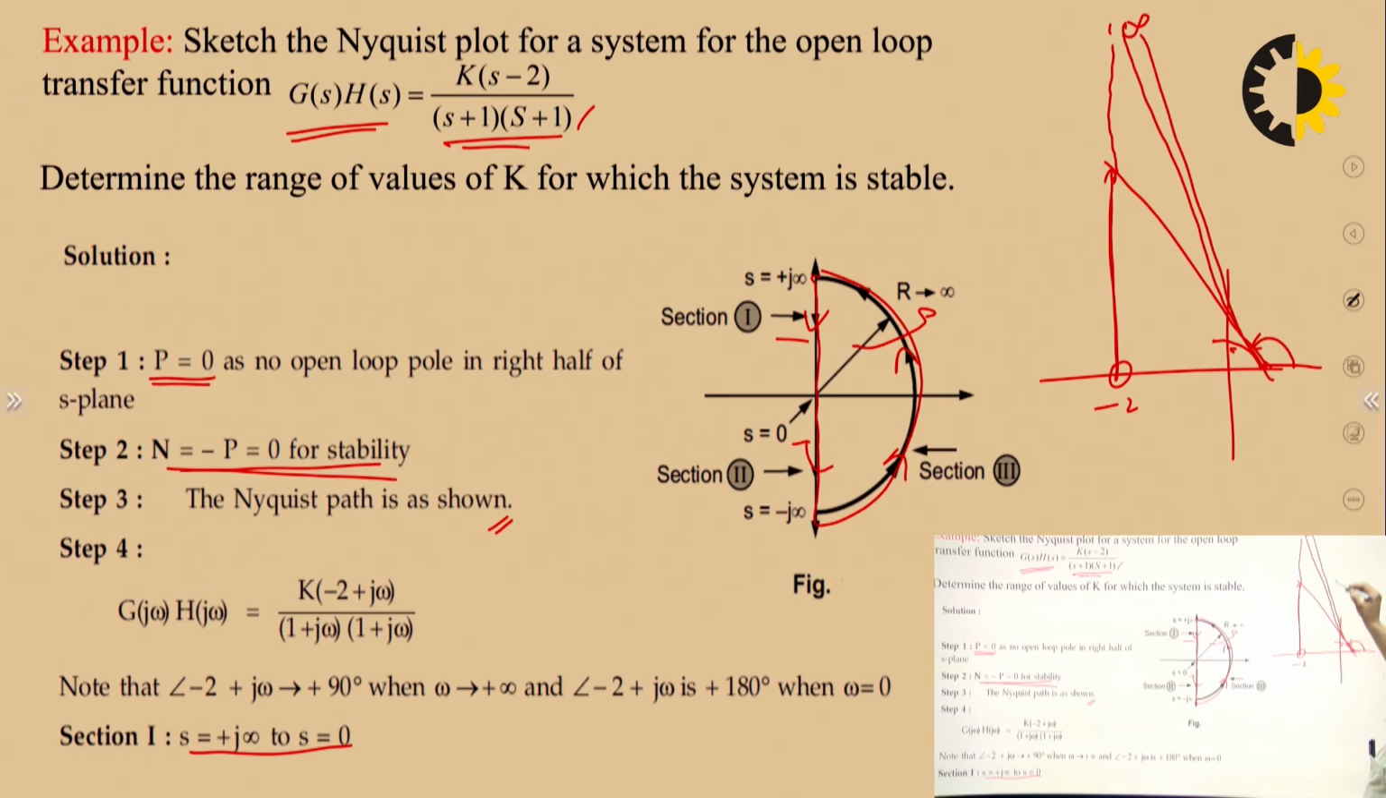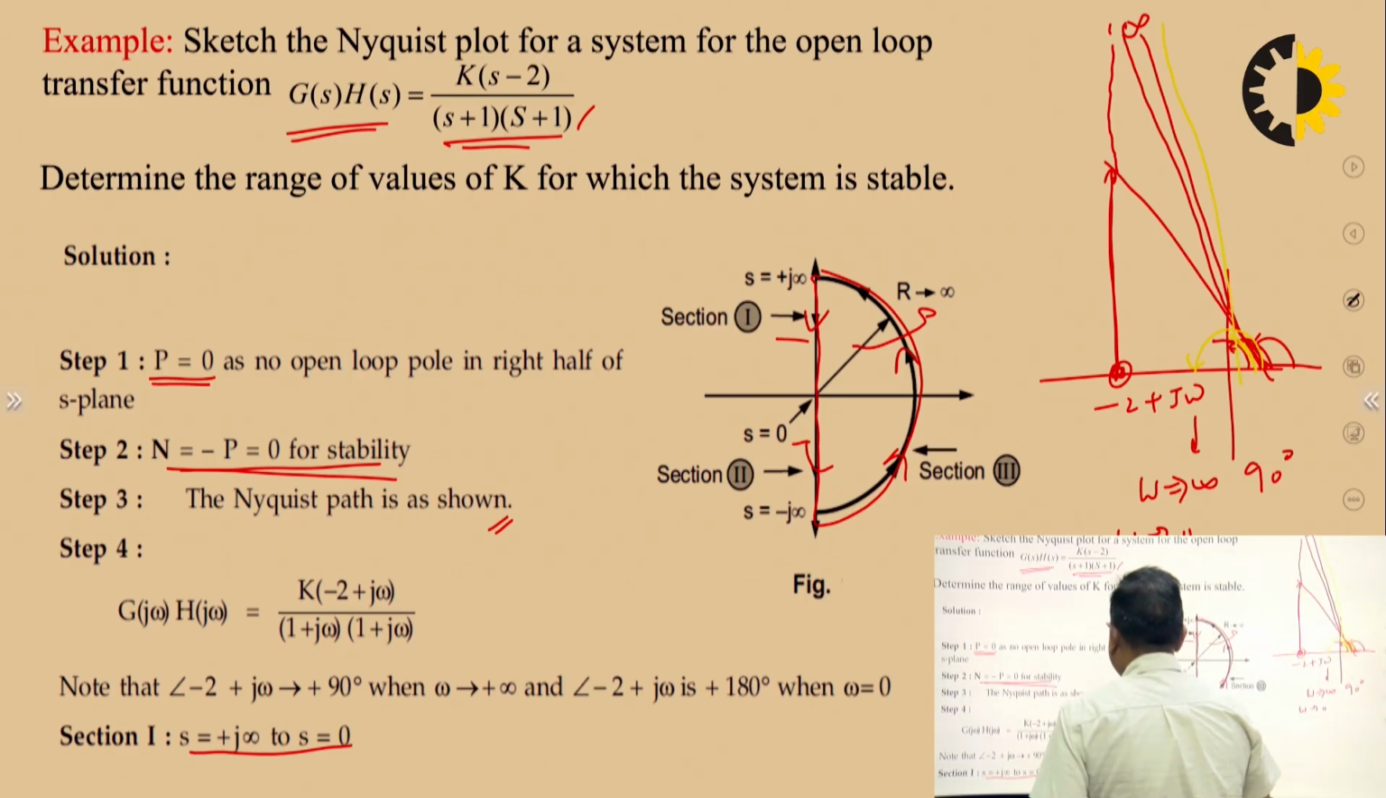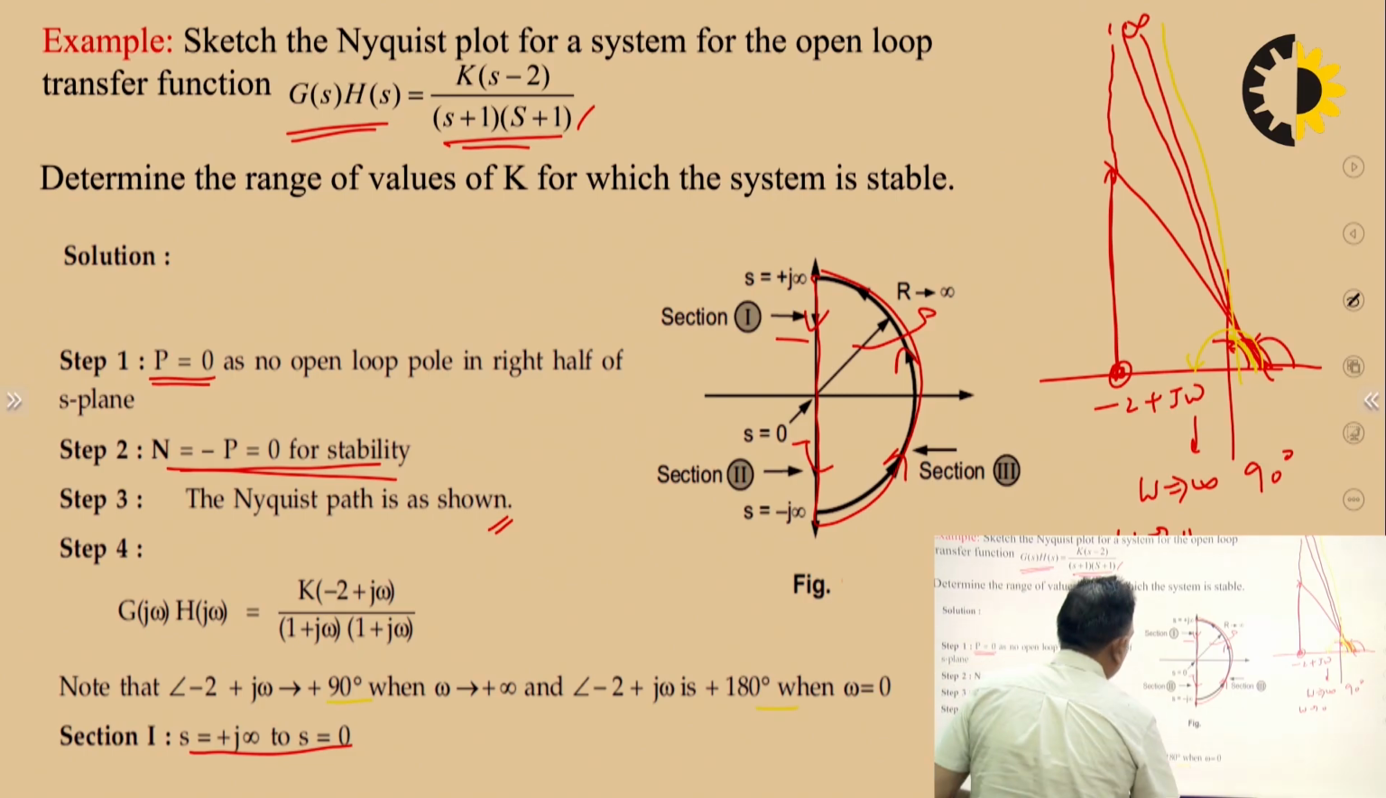And what happens when omega tends to infinity in minus 2 plus j omega? Then you can say this angle is only this angle, so the angle will become 90 degrees. And when omega tends to 0, then this point is here, so the angle will become 180 degrees. And when omega tends to infinity, the angle will be somewhat like this, so you can say it is only 90 degrees. It is written over here.